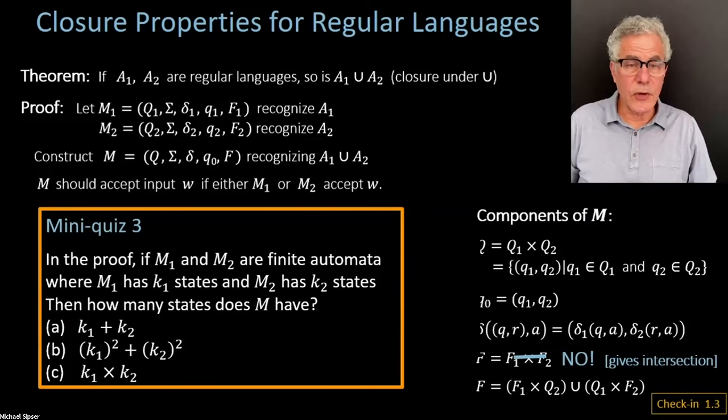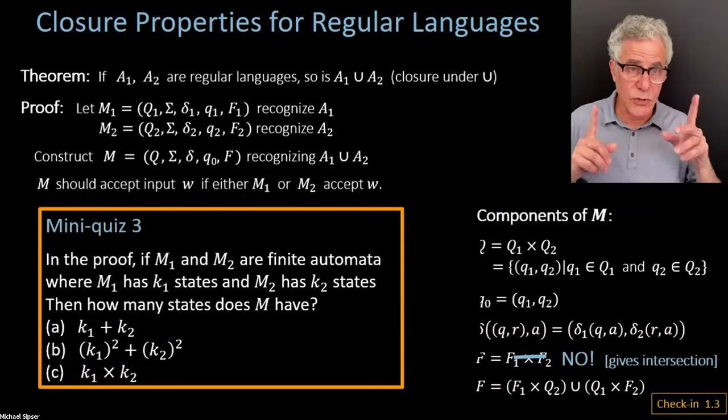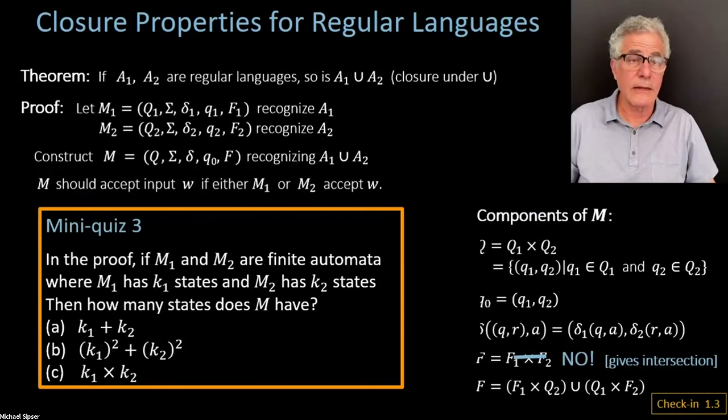All right, ending the poll, sharing results. Yes, indeed, it is, most of you got it correct. It is C, the product. Because when you look at the number of pairs of states from M1 and M2, you need all possible pairs. And so it's the number of states in M1 times the number of states in M2. So make sure you understand that and think about that so that you're following and get this.